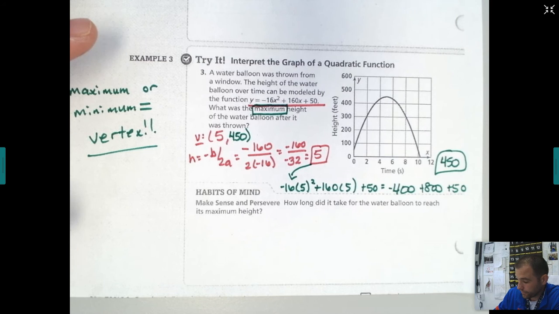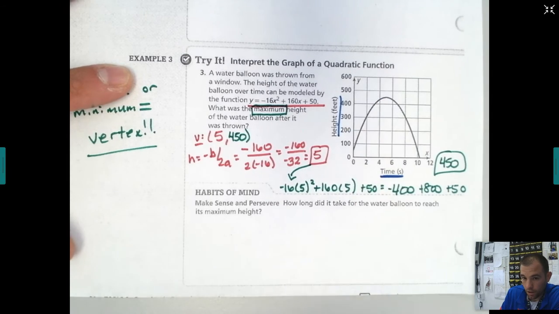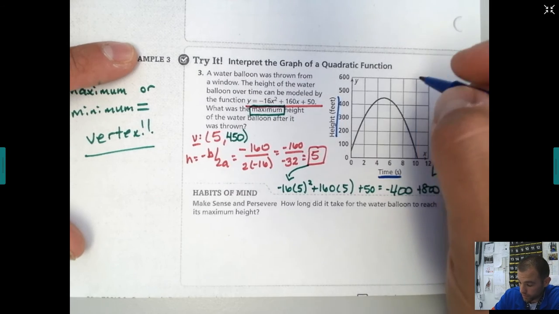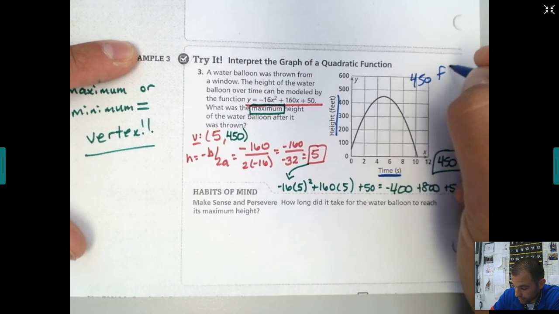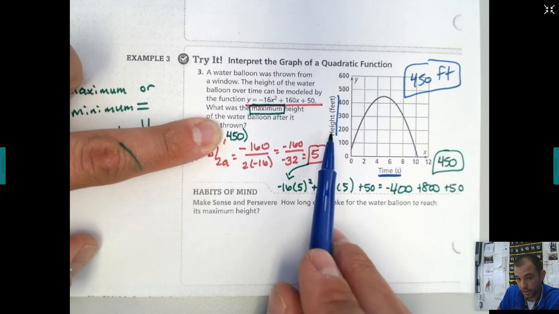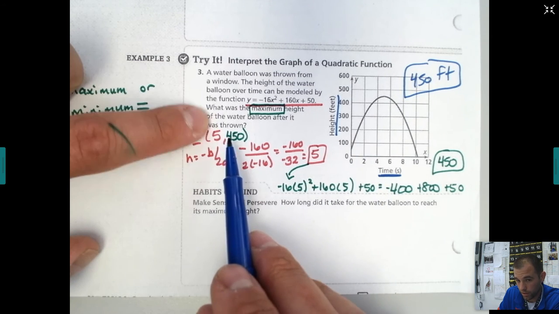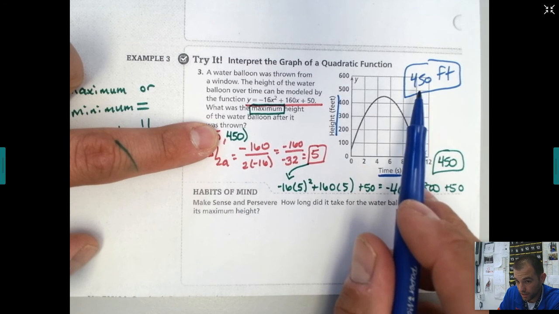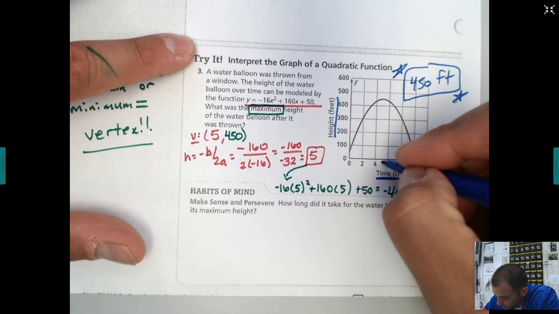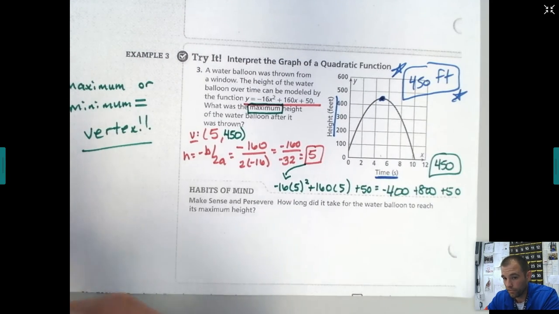And if you look at our graph, you have time on the x-axis and height on the y-axis. So the actual answer to this problem right here is 450 feet, because the y value is the height. So we don't really care about the 5 right here, because that's the amount of time. So it took 5 seconds for this water balloon to get to 450 feet. So this is actually our answer. Okay? And since they gave us a graph, we can look, here's 5, and there is 450, right? That's the vertex. That's the very top of the graph.